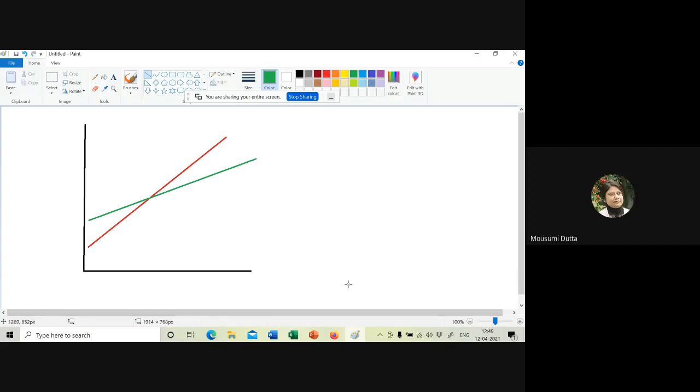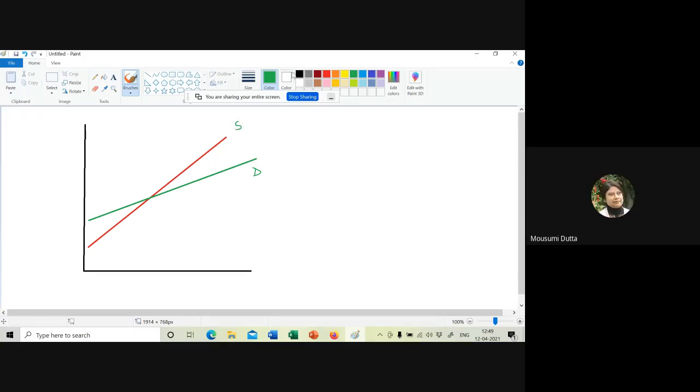So green one will be the demand. Let me do it also. Green one will be the demand in our case. Yes or no? Yes, ma'am.